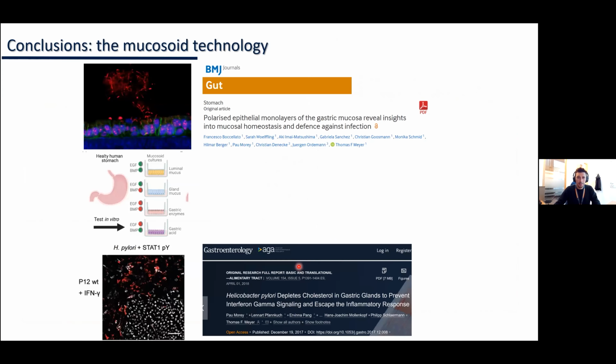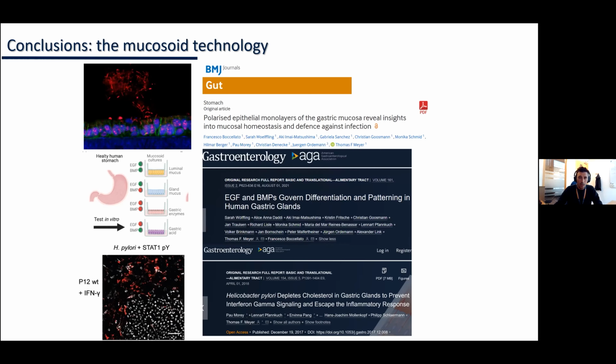So to summarize this part of the talk, we have been developing this tool, which we call mucosoids, to understand infections. We were also able to differentiate all the cell types into the different kinds of cells of the stomach, and we have published this recently in Gastroenterology. We could also use this model to understand how bacteria can escape the epithelial response to infection.